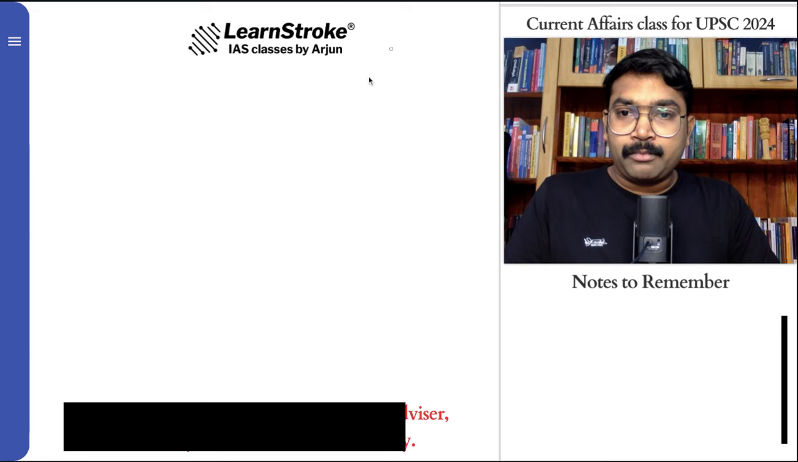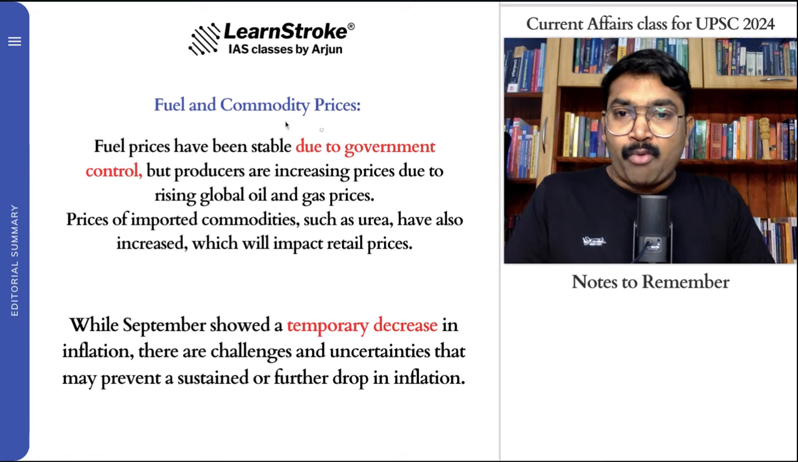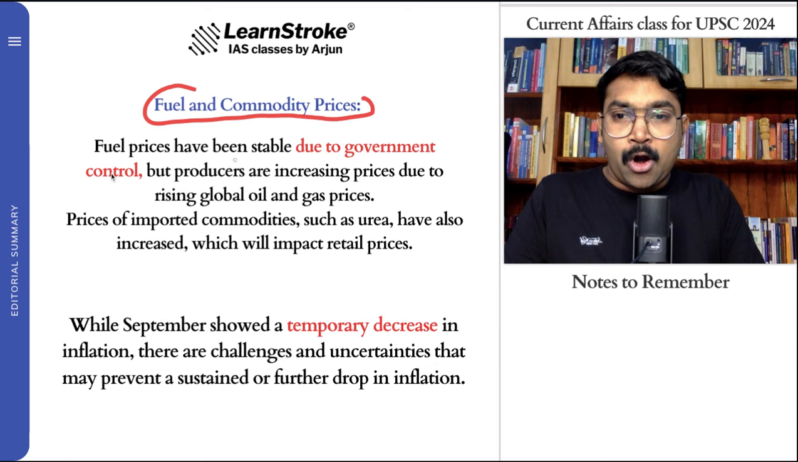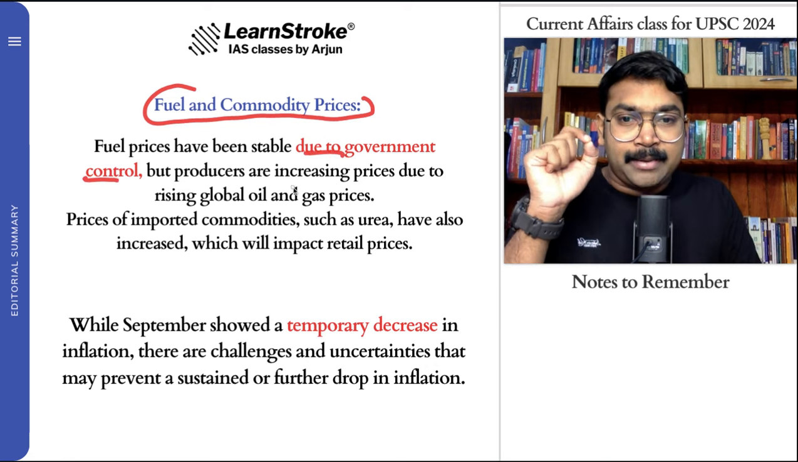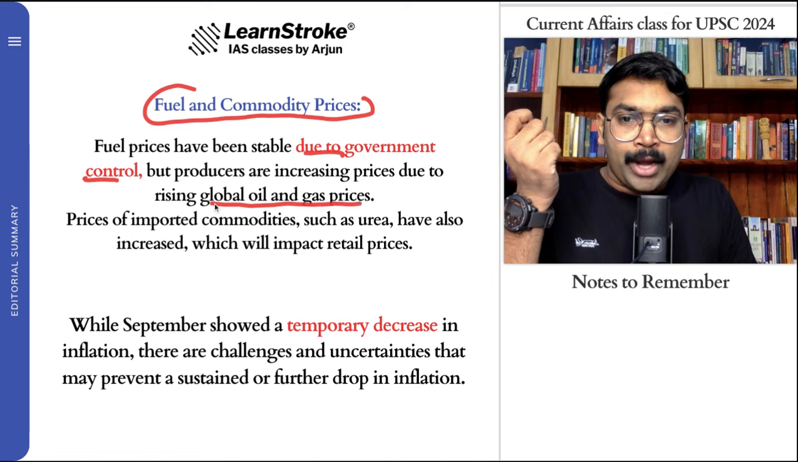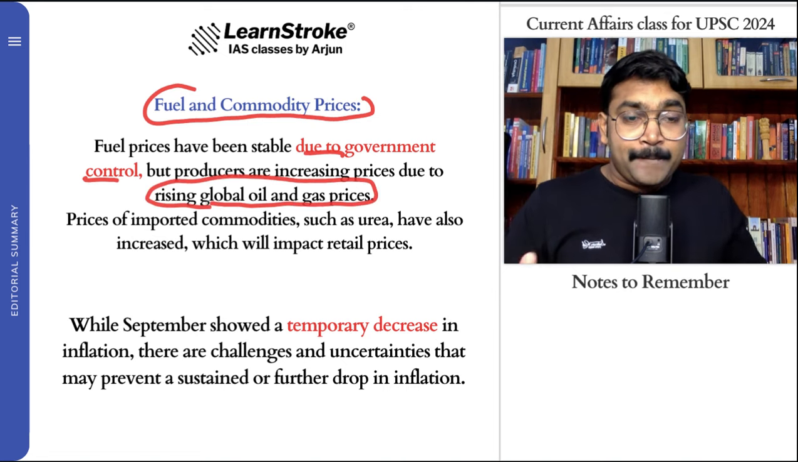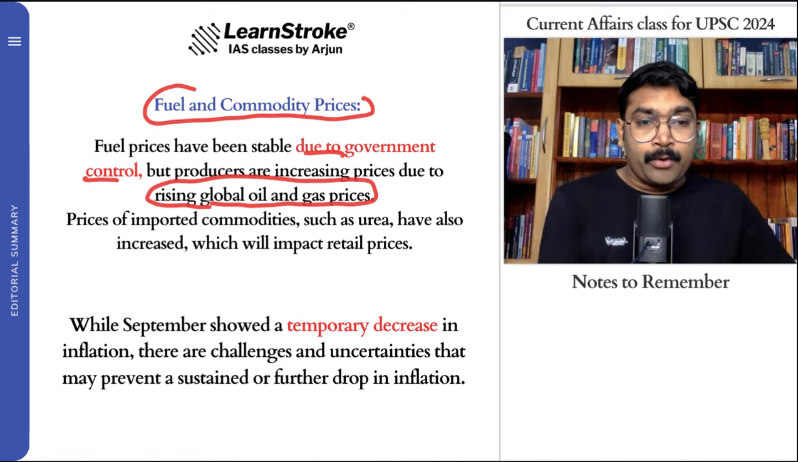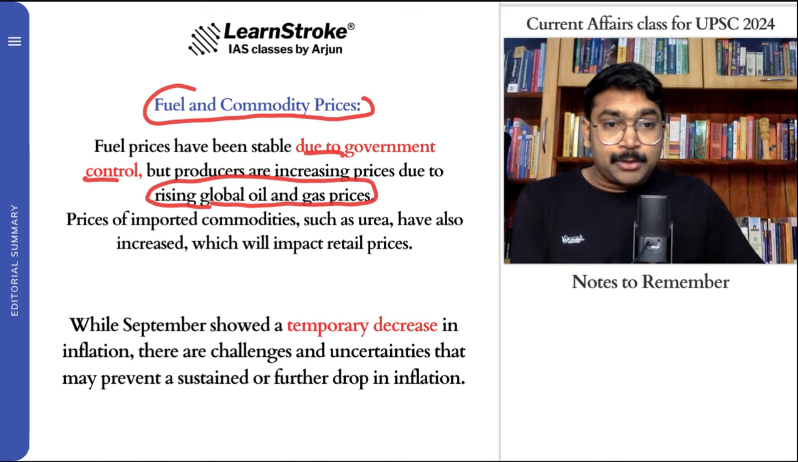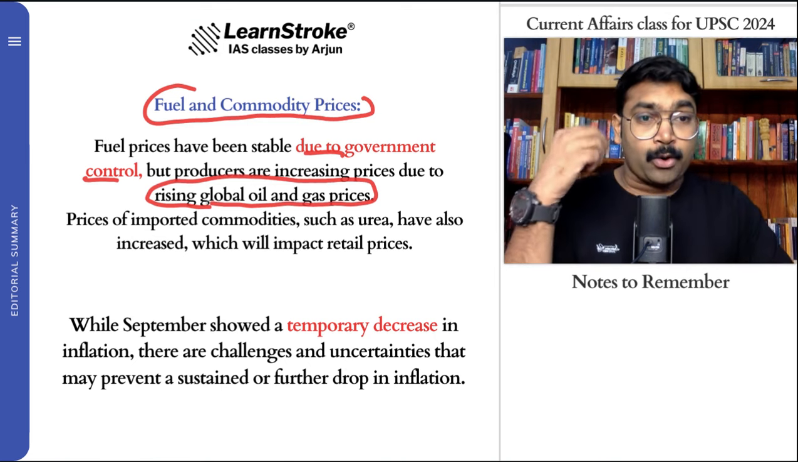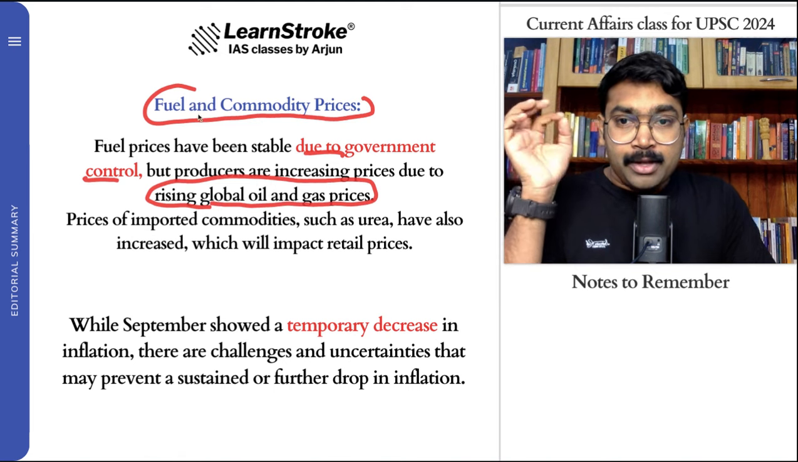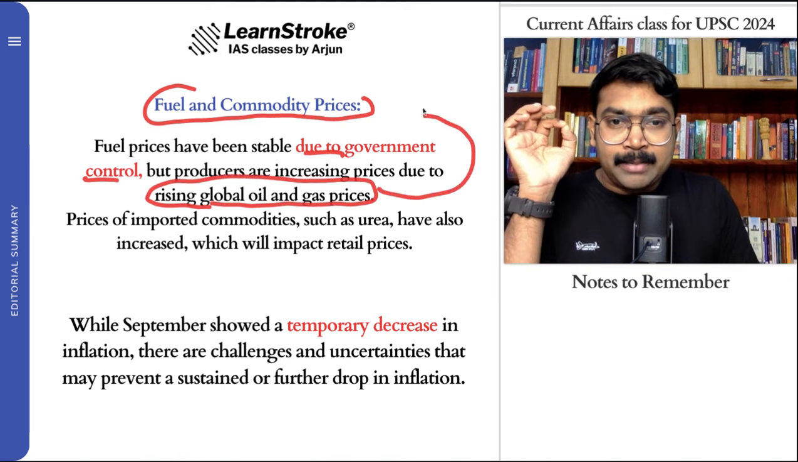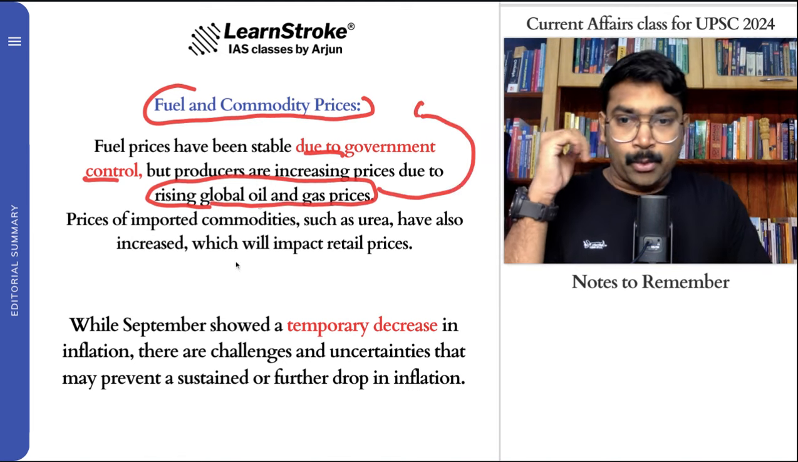And next, what about the fuel and commodity prices? The fuel prices have been stable due to government control, but producers are increasing prices due to rising global oil and gas prices. You know that India is heavily dependent on foreign oil and gas, so we have to pay for all those things. So the global fuel prices have had an impact, but the government has controlled it.